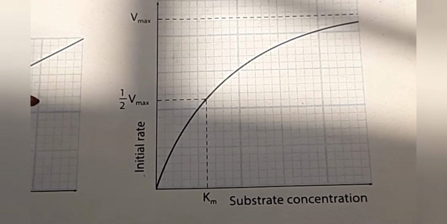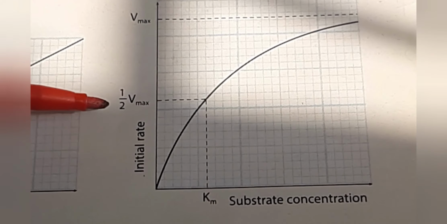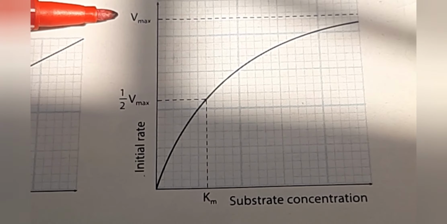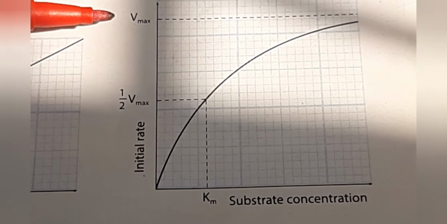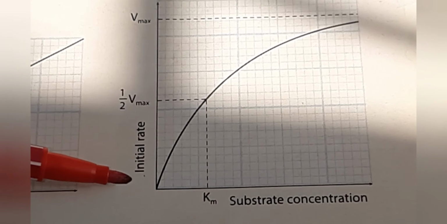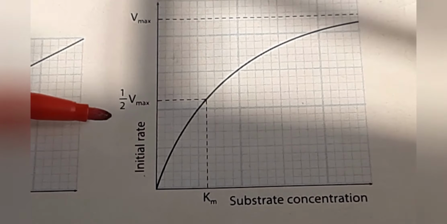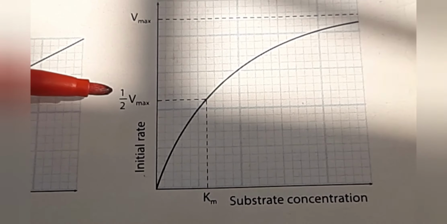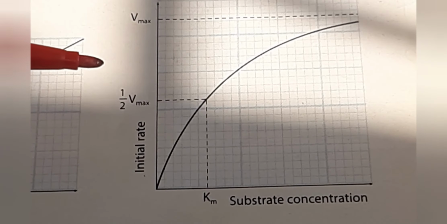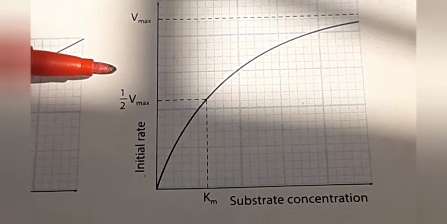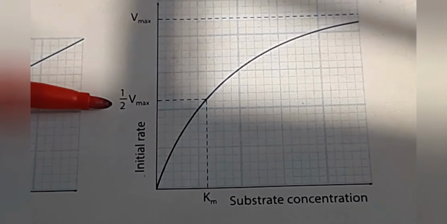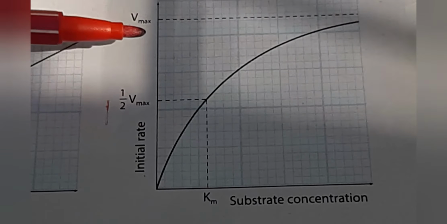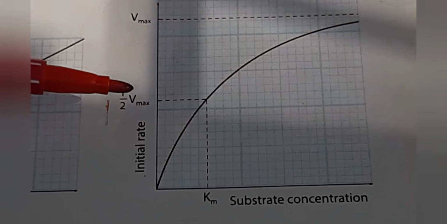So here is another graph. That is the initial rate, that is half Vmax. Vmax is the maximum value, and here is Km, that is the substrate concentration. So the Michaelis-Menten constant is the substrate concentration at which an enzyme works at half its maximum rate of Vmax. If you see that diagram properly, right?